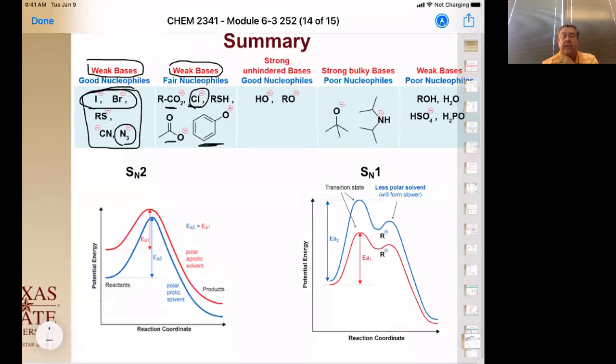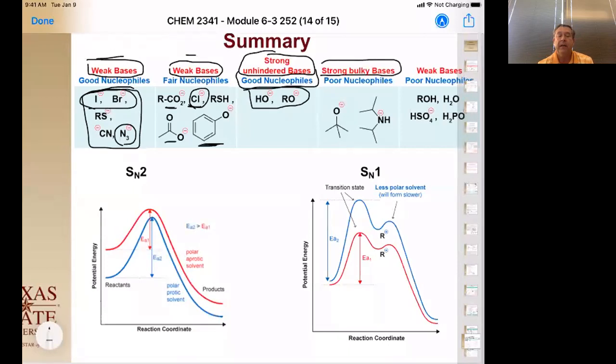Okay, and that gives rise to our strong unhindered bases. Notice they're oxygens with a negative charge, and they are good nucleophiles. They're good nucleophiles because they're small, they can get in there and do SN2 reactions, but they can still act like bases. The next thing we have is bulky bases.